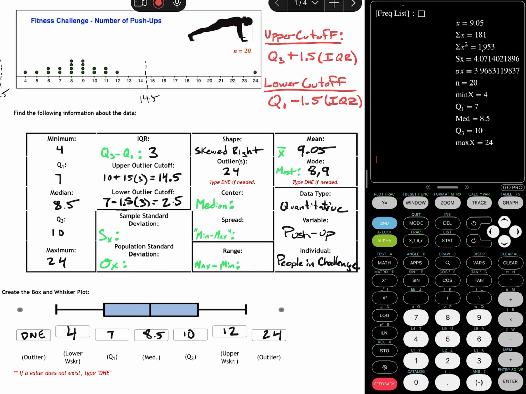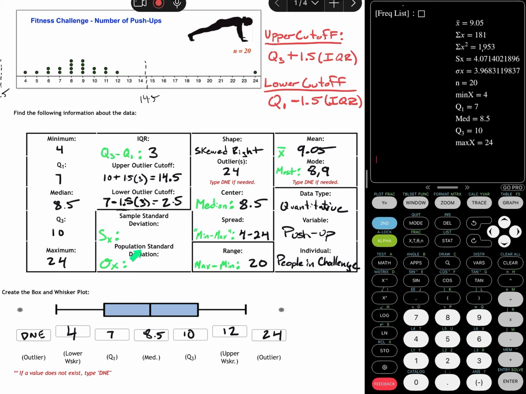Let's finish up this general data collection. We've already started with the SOCS of the data: shape, outlier, center, and spread. The center is the median, so the median is given to us already. That is 8.5, and the spread is just a list of min to max. So that's 4-24. But the range is when you actually do that subtraction, so that would be 20. Right? So that's why I have these kind of quotation marks around that.